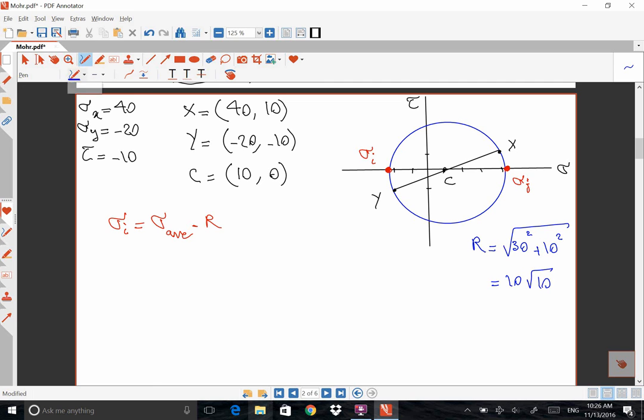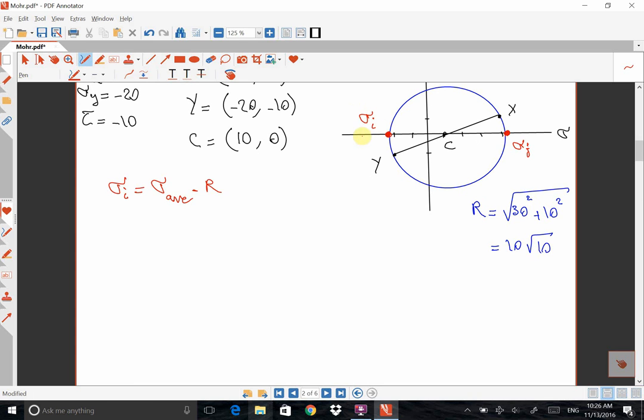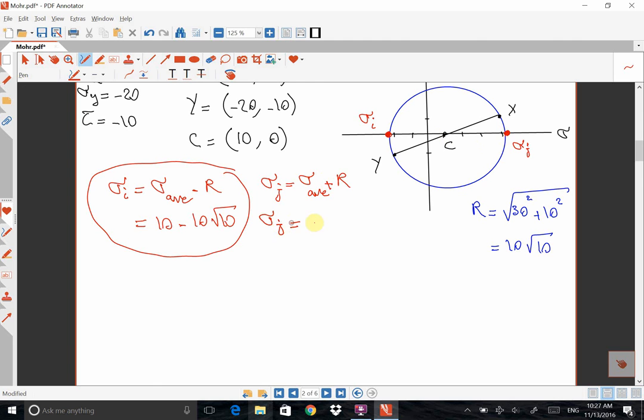Okay. So the first critical stress is average stress minus R. Average stress here is 10, minus R, 10 root 10. So this is one of the critical stresses. And the other one, sigma J, is average stress plus R, so sigma J will be 10 plus 10 root 10, whatever unit it had. Okay, so I found the two critical stresses based on the Mohr circle. I just found the intersects.